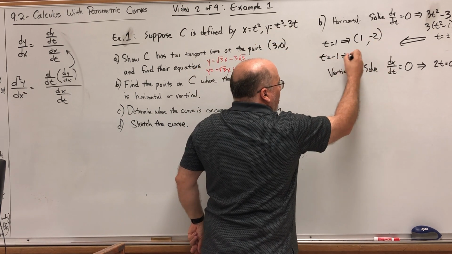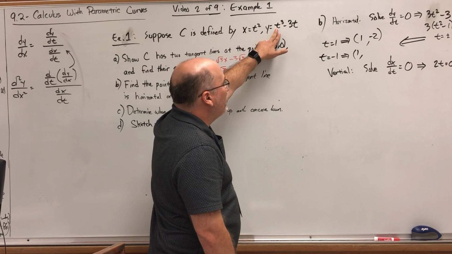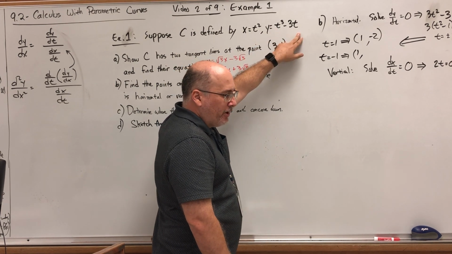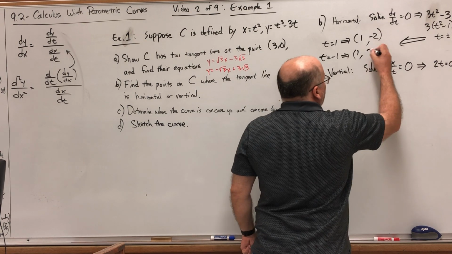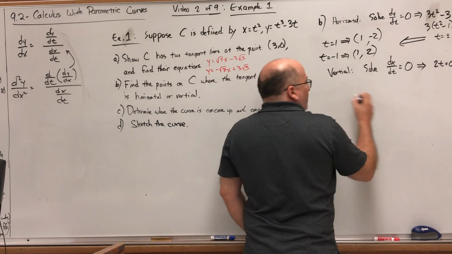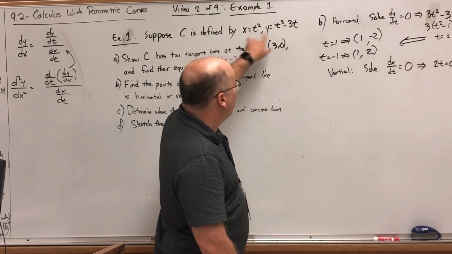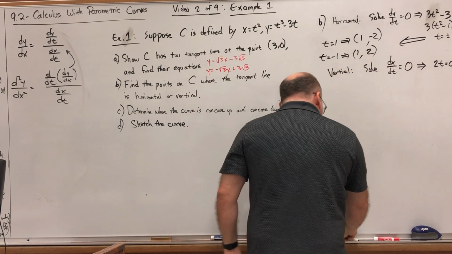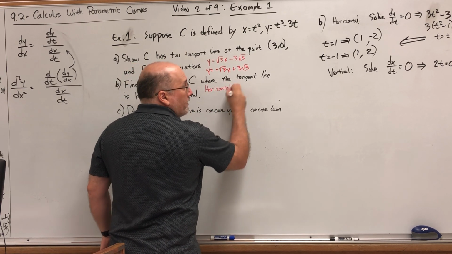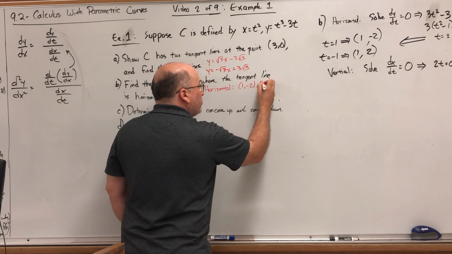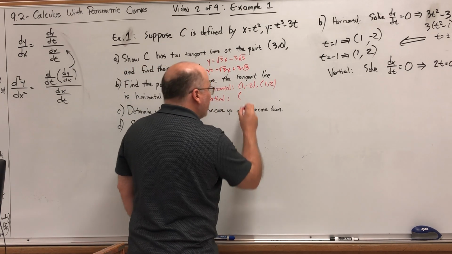And when t is equal to negative 1, negative 1 squared is still 1, but now negative 1 cubed, which is negative 1, minus 3 times negative 1, which is positive 3. Negative 1 plus 3 is 2. And at t equals 0, the ordered pair is 0, 0 when we substitute 0 there. So this means that we have horizontal tangent lines at the points (1, -2) and (1, 2), and we have vertical tangent lines at the point (0, 0).